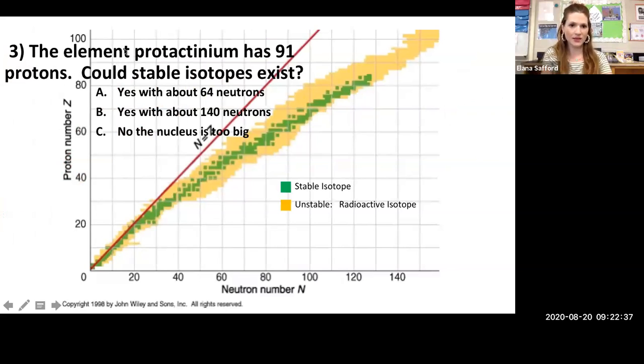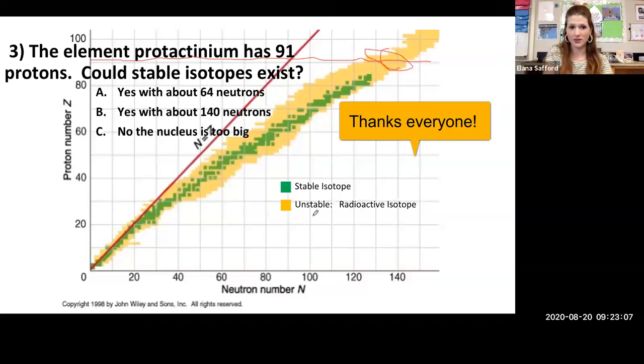Okay, and this one has the element protactinium with 91 protons. Could stable isotopes exist? So 91, once again. One interesting thing is that past a little above 80, unstable ones could exist, but there are no stable formations out here. Once you get above about 84, 85, it gets pretty hard for these to stay stable.